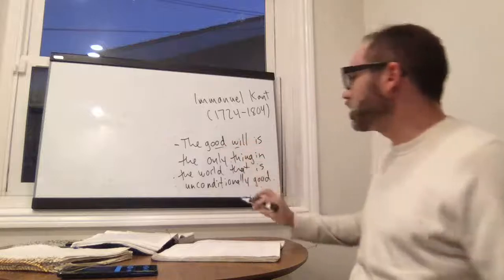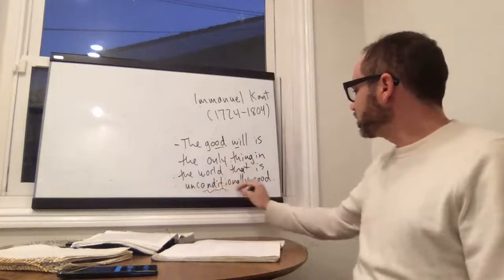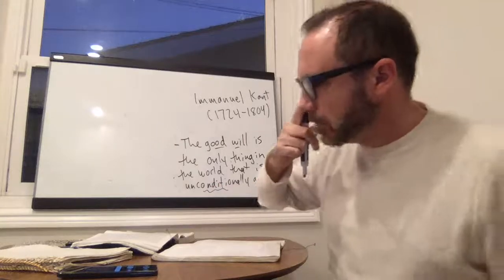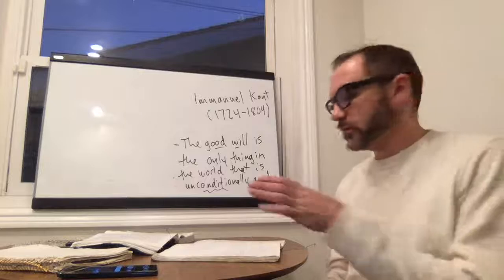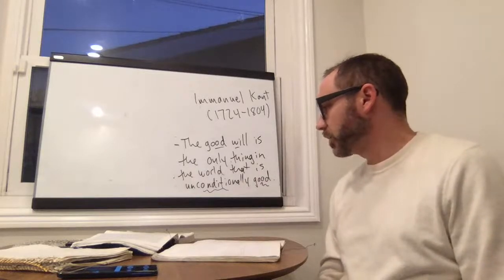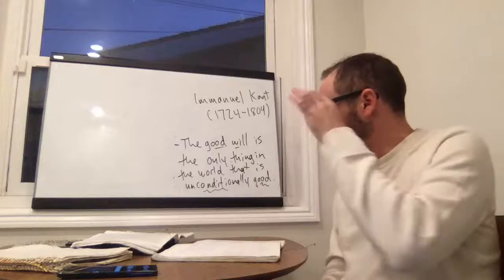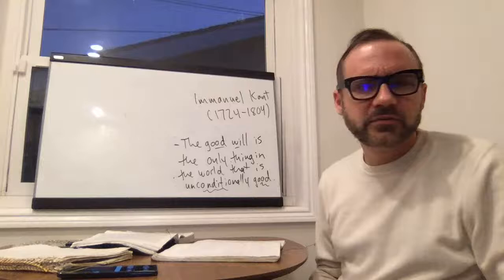Okay, claimed by Kant: the good will is the only thing in the whole world that is unconditionally good. I'll pause for a minute to say one thing. The selection that we're reading from Kant comes from his classic work, Fundamental Principles of the Metaphysics of Morals, and he wrote that in 1785.